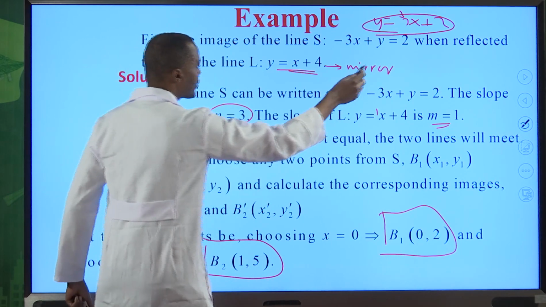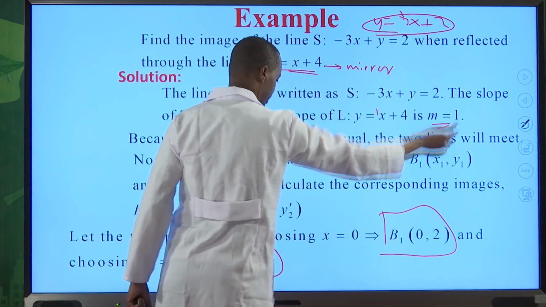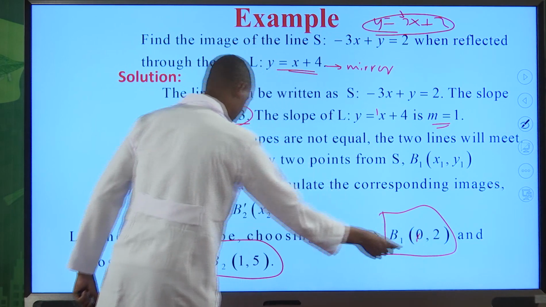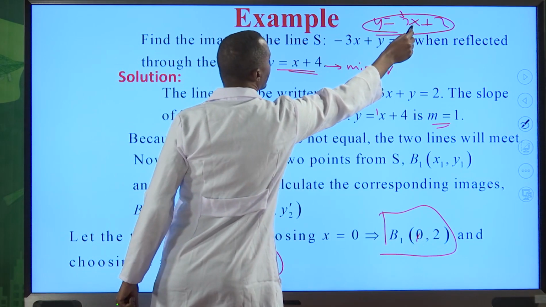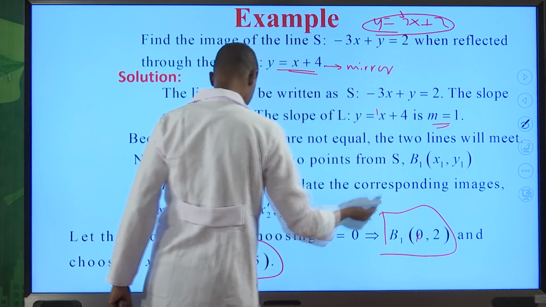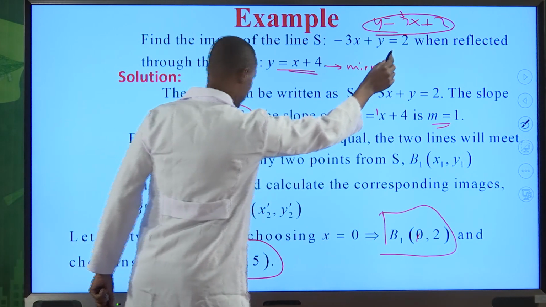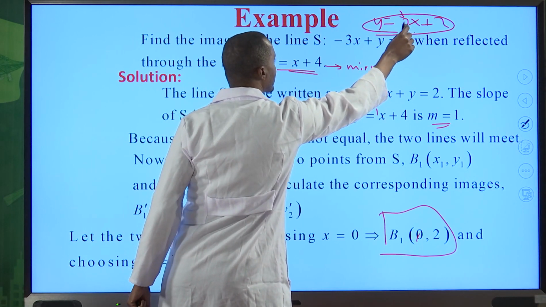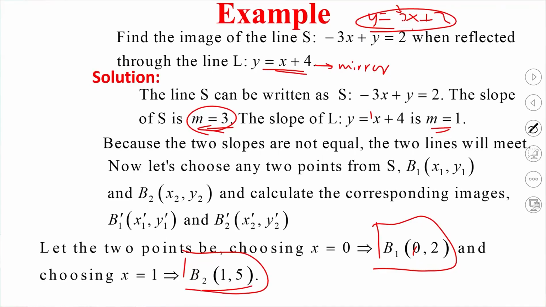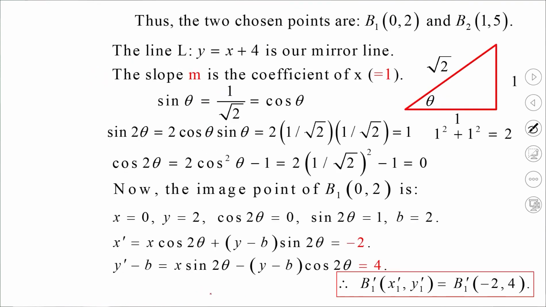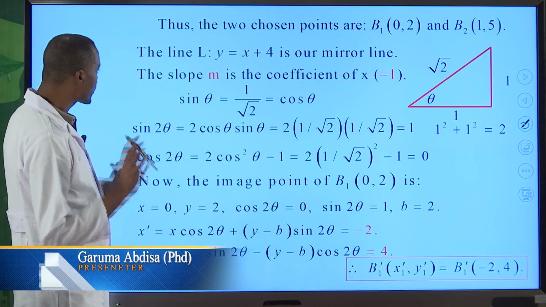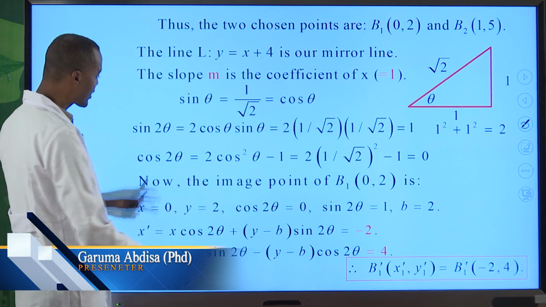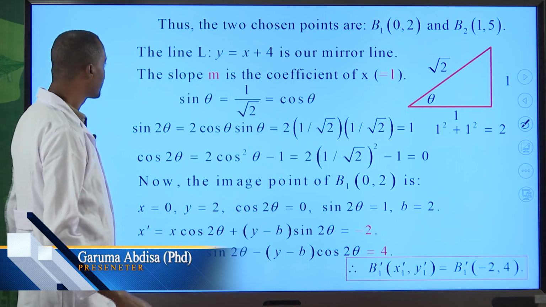And then if we directly plug in 0 here, we get 2. That is 0, 2. If I plug in 1, I will get 1 times 3, 3 plus 2 is 5. So I will get B2 of 1, 5. So I have already picked 2 points, and then I'm going to make a reflection of those 2 points about the given line with the same procedure that I have shown you before.